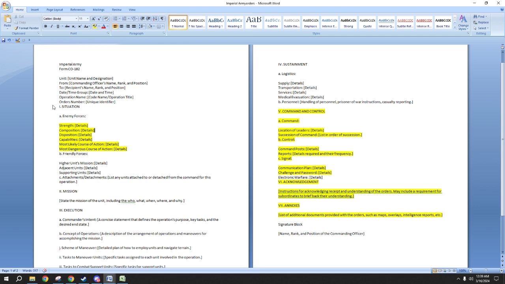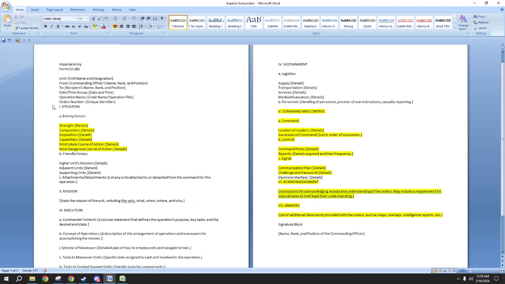Adjacent units is very helpful. Please put that in. You should have that information, and that just helps me place everything out in my mind and in the description. Same with supporting units. Do you have artillery, air support, things like that?